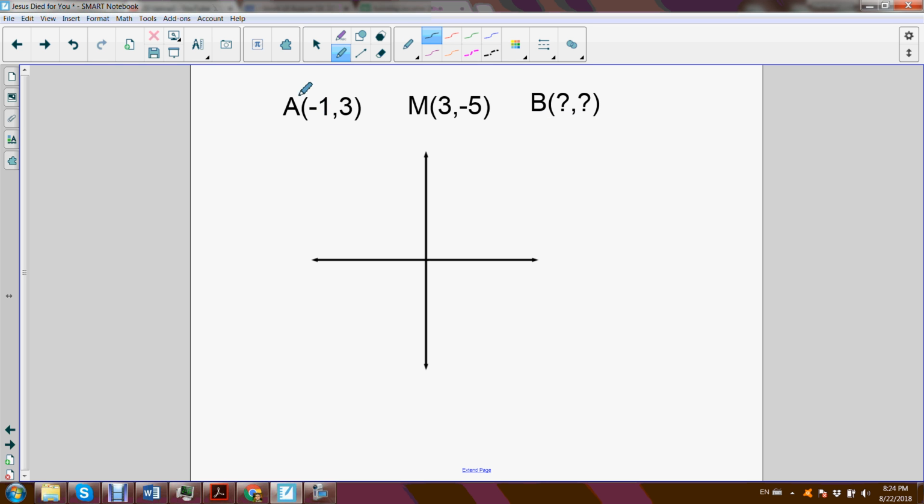So A is one of the endpoints. Let's approximate the location of that, -1, 3. And that will be point A. And the midpoint, 3, -5, let's approximate that, it'll be about right there, I suppose. And that's the midpoint. And we need to find the other endpoint that will be way down here somewhere. These are the coordinates that we're trying to find.